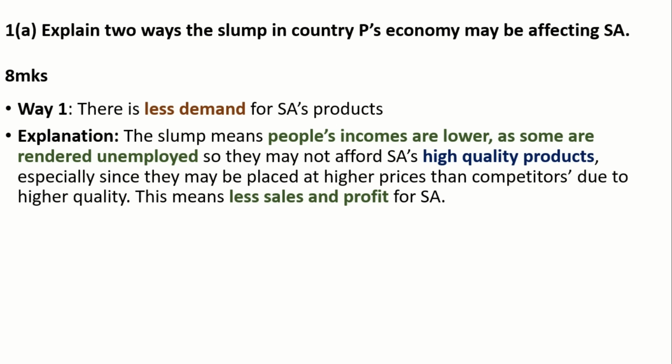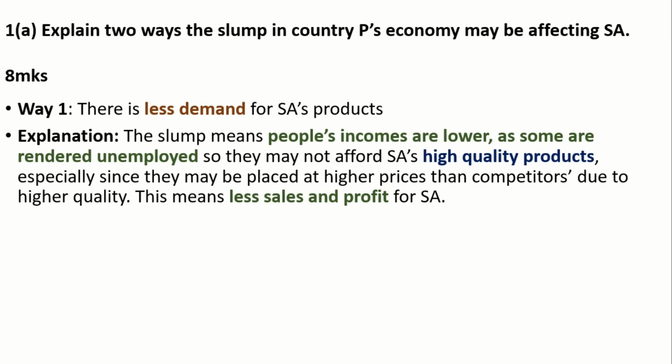So the first way is there is less demand for SA's products. Now in this video, I'm not going to talk a lot. All you need to note down right now is, with knowledge, I have used brown, less demand, that is knowledge, that gives you the knowledge mark. Then with analysis or explanation, I have used color green. Whereas for color blue, that points out application, because this question requires us to use application words from the case study.